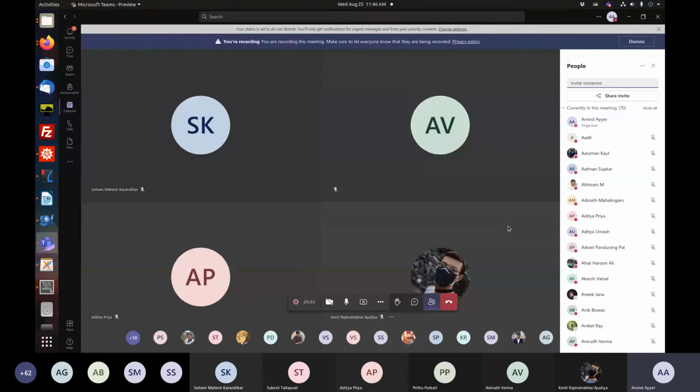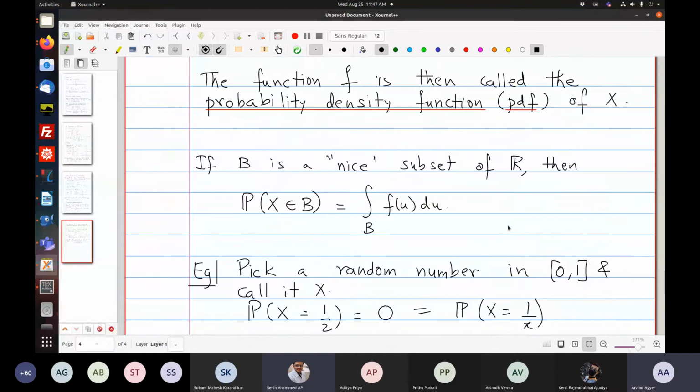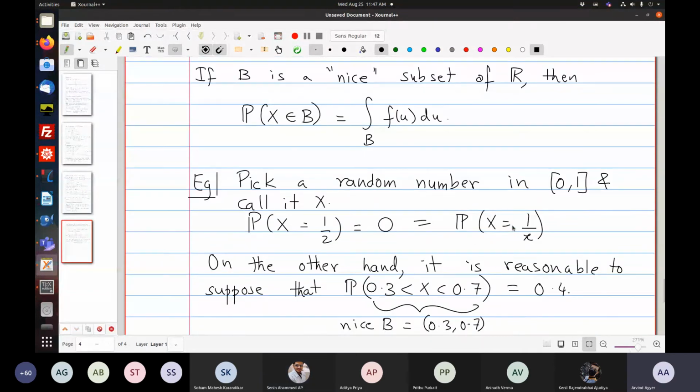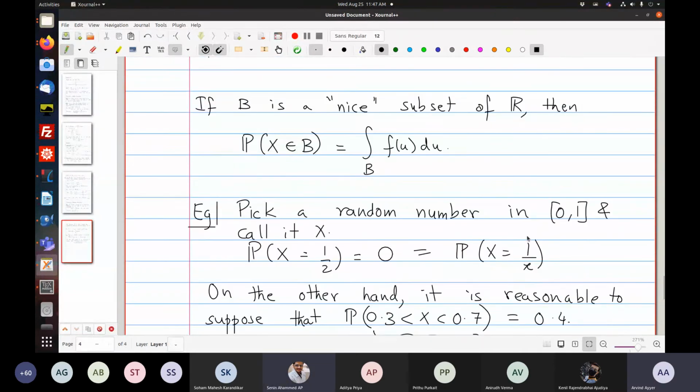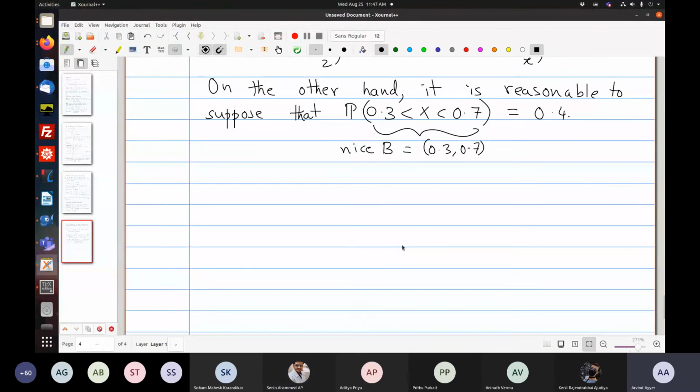Was there a question? Yes, sir, when you are writing small x and capital X, how do we distinguish between them? I don't have small x anywhere. Okay, then fine, this is pi. As I said, capital X will be the random variable and small x will be the value.